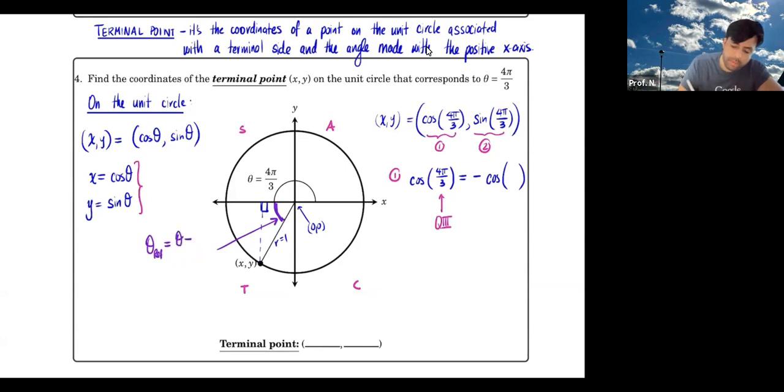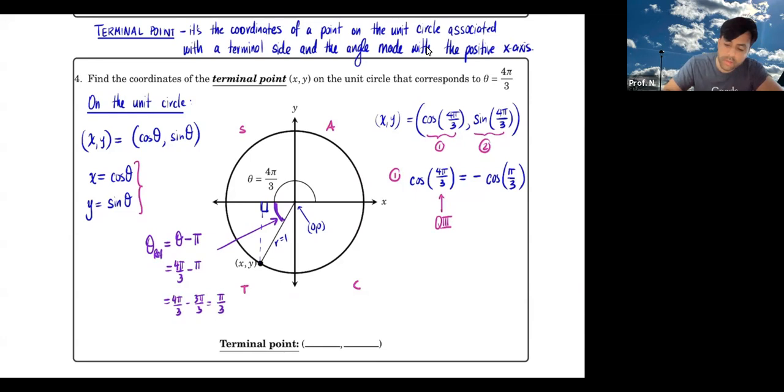I do theta minus pi. In this case, I get what? 4 pi over 3 minus pi. 4 pi over 3 minus 3 pi over 3 is equal to pi over 3. So my reference angle is pi over 3. So I'm really going to try to evaluate cosine of pi over 3.